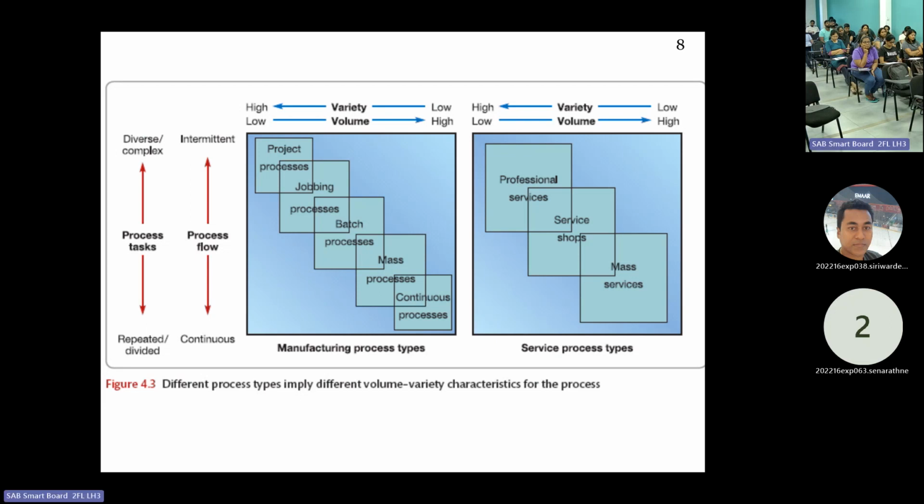To classify processes, there are some criteria. We use only two criteria. This is common: process variety and process volume. And when we apply them for manufacturing, we can identify 5 types of process, and for services, 3. Now, what we are trying to do is identify more detail. What are those different processes?